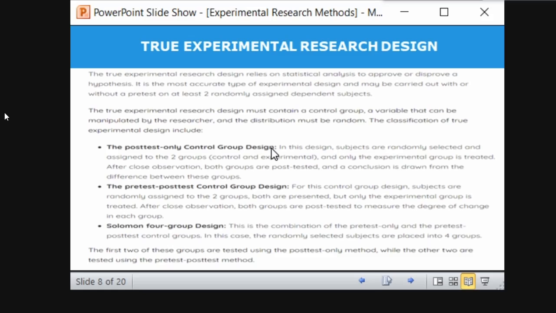See, here the keyword is random. The samples are selected randomly, okay, not by choice. It is selected arbitrarily. The true experimental research must contain a control group, a variable that can be manipulated by the researcher, and the distribution must be random. So a control group is, you are controlling the group by manipulating the variable, right? So the classification of true experimental design includes post-test only control group design, pre-test post-test control group design, and Solomon 4 group design. So we will see what these 3 types are.